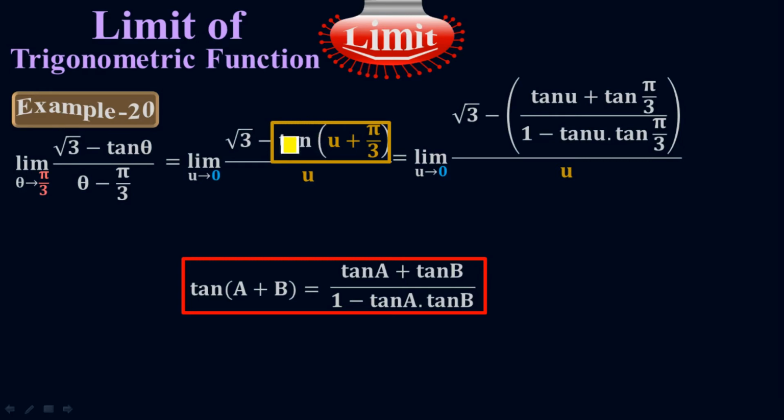For the left term of the numerator, which is tangent of u plus pi over 3, I applied this formula. My a is u here, and b is pi over 3. So tangent a is tangent u, where a is u. Tangent b is tangent pi over 3, where b is pi over 3. For the b, put pi over 3. Or 1 minus tangent a, which is u, times tangent b, which is pi over 3.